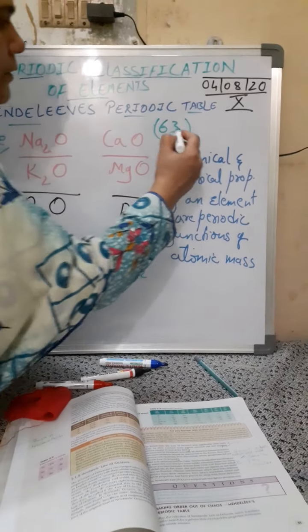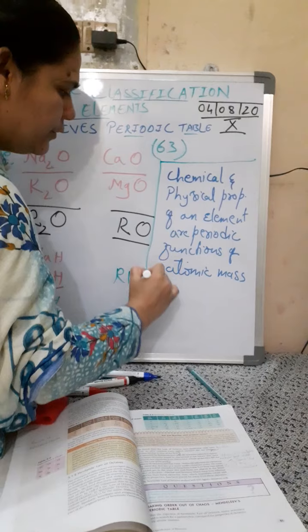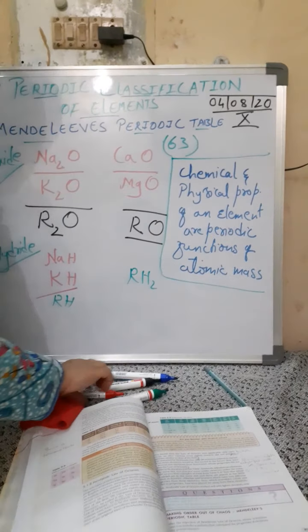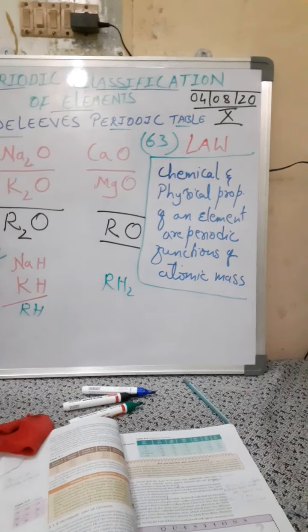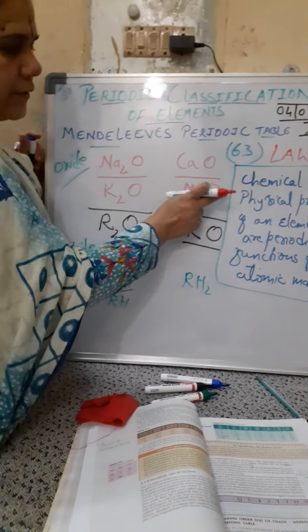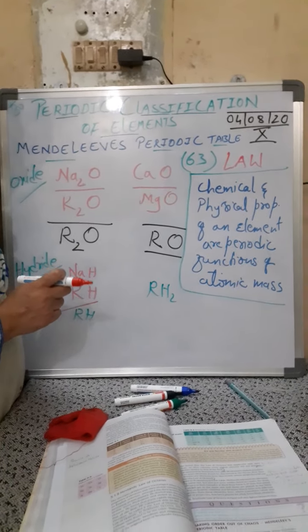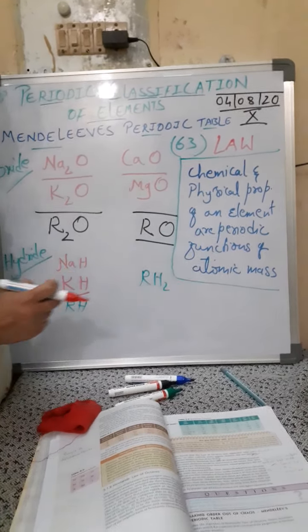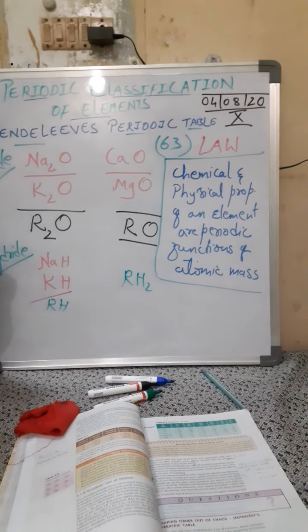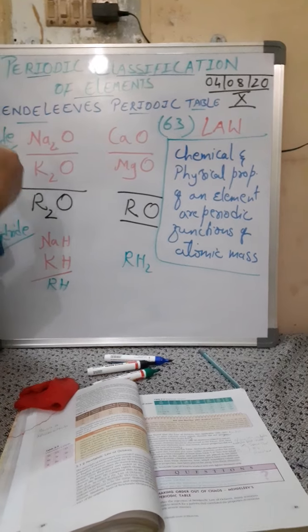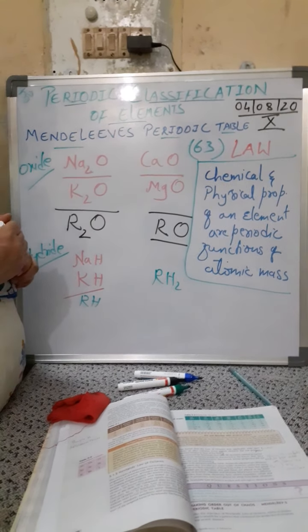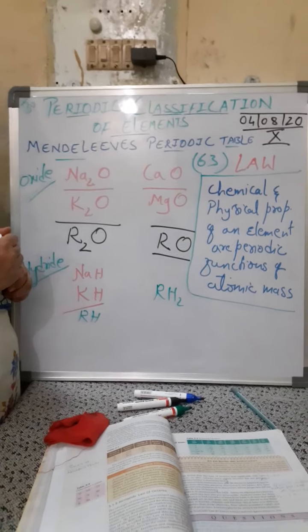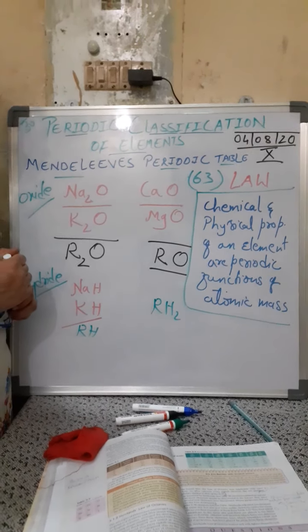So this was the law proposed by whom? By Mendeleev. So what did he say? That the chemical and physical properties of an element are periodic functions of atomic mass. Periodic function means the arrangement in a regular pattern. Okay. So with this we have completed the introduction of Mendeleev's periodic table, children.